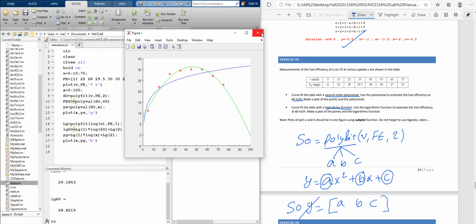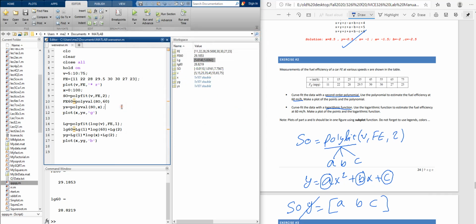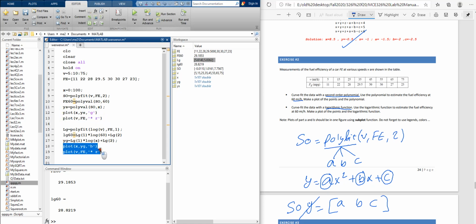How can I use the subplot? Let me plot this one to show the difference. Copy this one, Control C, and paste it here, Control V. I want to keep this one cut, and I will keep it after this one, just to show you what I'm doing. So we have two curves, or two figures.